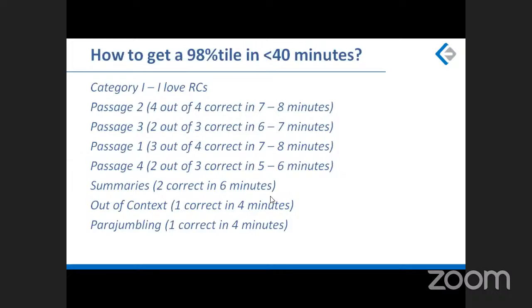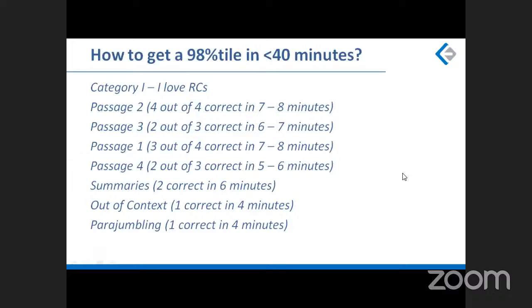And then summaries, give it 6 minutes, get 2 correct. Why have I emphasized summaries when I know that summaries had apparently 2 difficult questions? If you are good with passages, I want to believe you are equally good with summaries. So 2 correct in 6 minutes is what I would want. Out of context, parajumbling, you are tired, whatever it is, identify the easier one. The 4 minutes here factors in the possibility that you might start a question and then have to waste time. I mean, you decide after 1 minute that this is not working, I want to leave this. I am okay with that also.